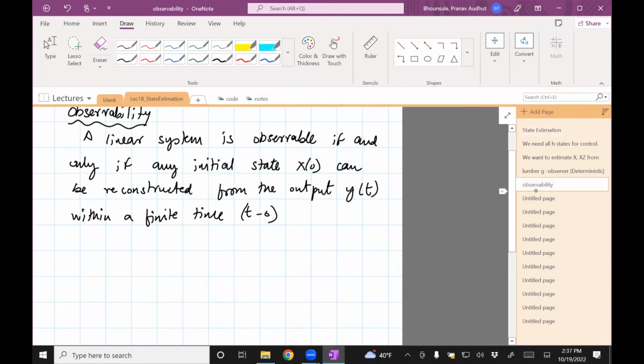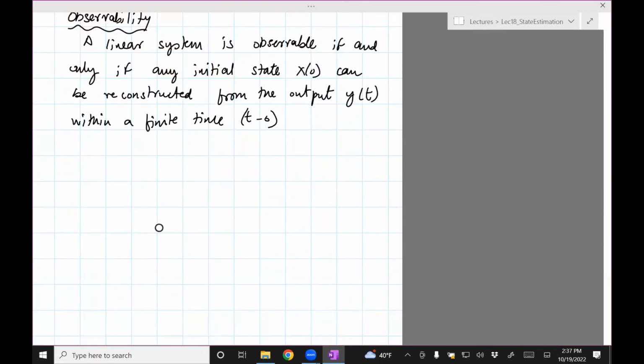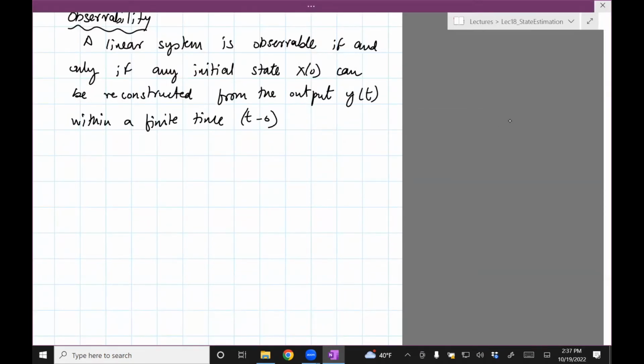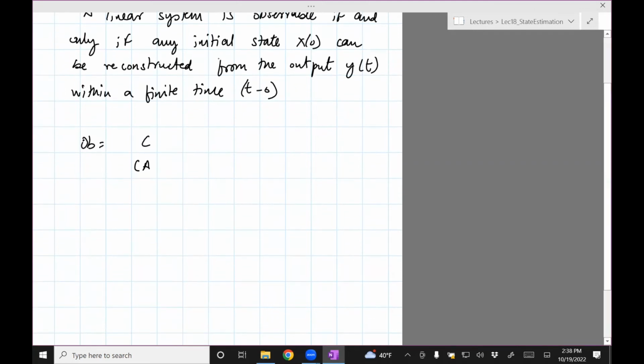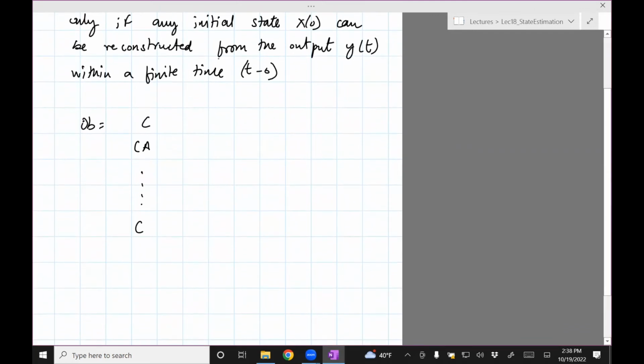So how do you check observability? Well, there is a similar test. It's called the test of observability. You compute the observability matrix. It's given by this expression. So you keep multiplying A with C.